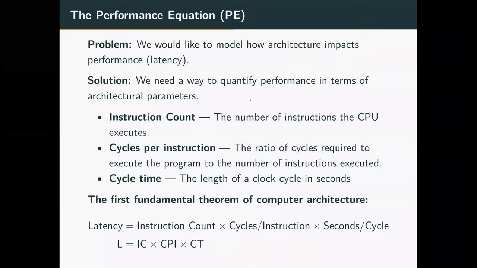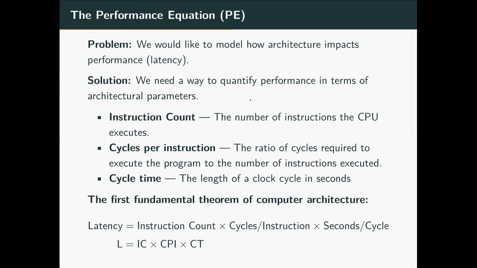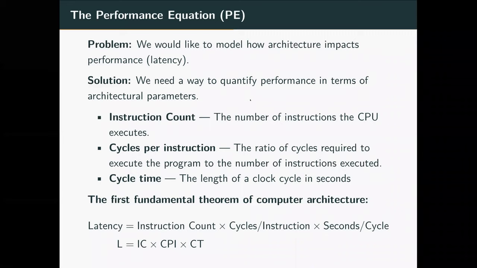So last time we were in the middle of discussing this performance equation. So I want to do a bit of review of that before we get into some more content. So the key is that there's three terms. There's the instruction count. This is just the number of total instructions that we're executing. There's the cycles per instruction. So this is the ratio between the number of cycles required to execute the entire program and the number of instructions that were executed. So it is key to remember this is a ratio. This is an average. And then the cycle time is just the clock cycle in seconds.